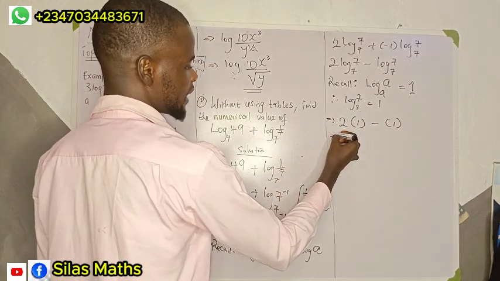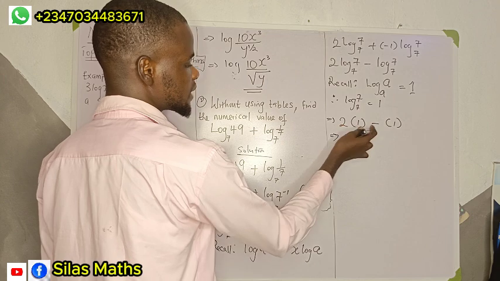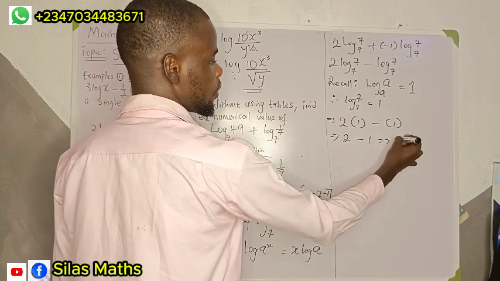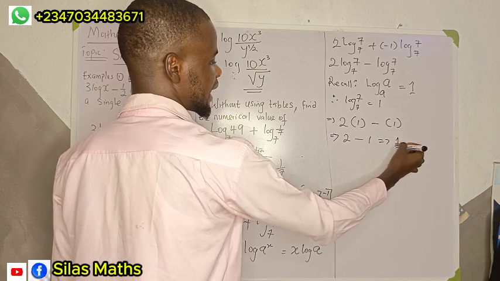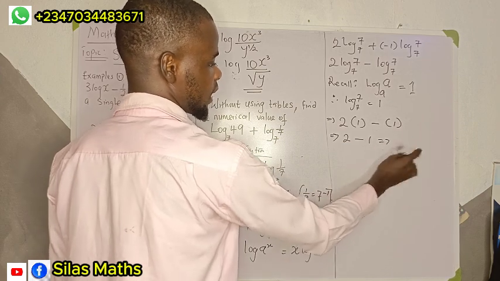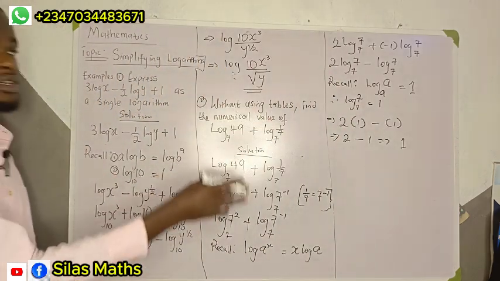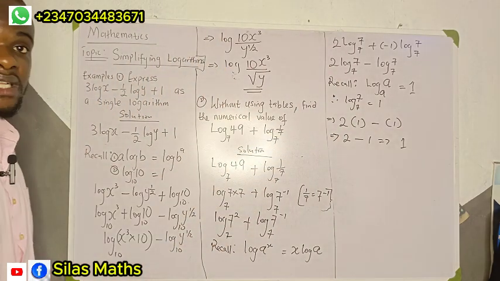So thereby we are having 2 times 1 is 2, minus 1. So our final answer is 1. That is our final answer. Our final answer is 1 for this problem. All these things we just did give us 1 as our answer. So that's the final answer.